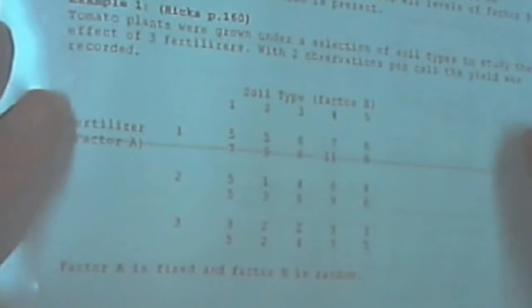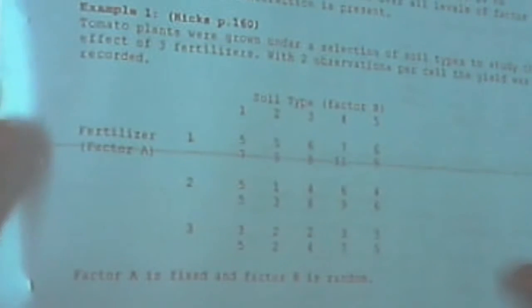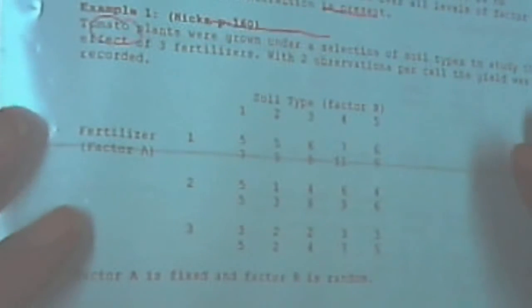Okay, so here's an example. Let's take a look at this to finish up as a mixed effects data set. We start here by saying we're growing tomatoes under a selection of soil types to study the effect of 3 fertilizers. This could be type of fertilizer, or it could be the amount of fertilizer that's applied, something like that. And then we have soil type, 1, 2, 3, 4, 5.